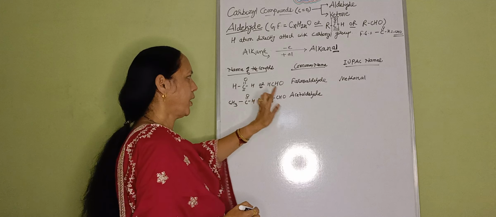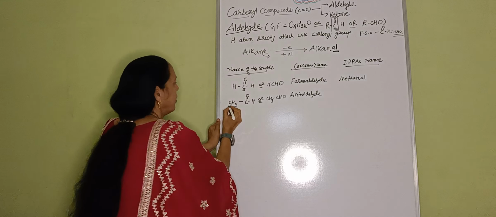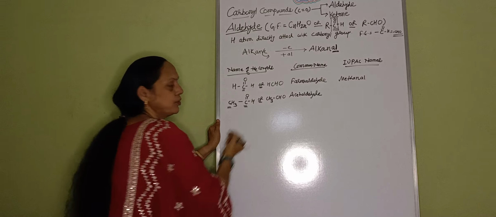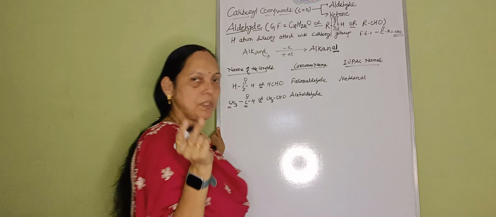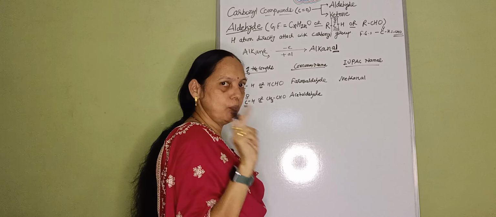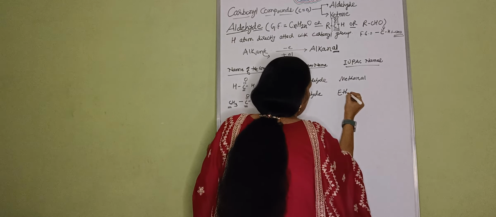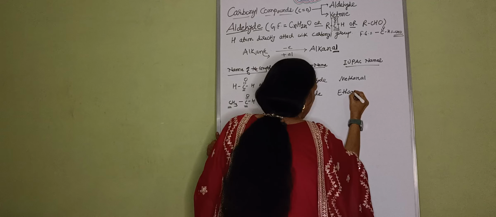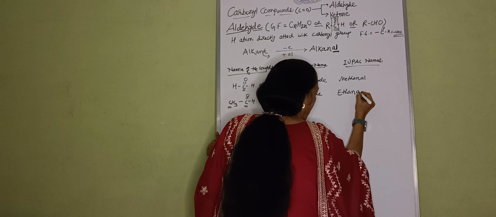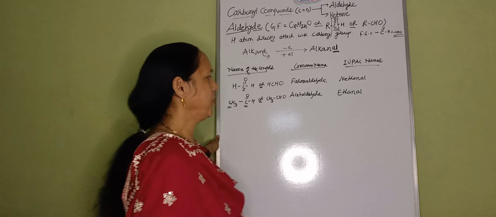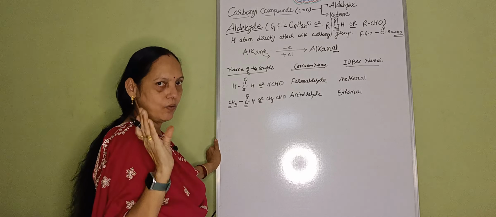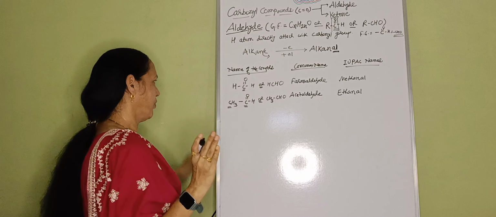Okay. Now IUPAC nomenclature. How many carbons are there? 1 and 2, 2 carbons. 2 carbon means alkane group, which was the ethane group. So now ethane, E-T-H-A-N-E. Instead of E, what do we need to write? Al. So it becomes ethanal. Got the point? This is the second member of the family.